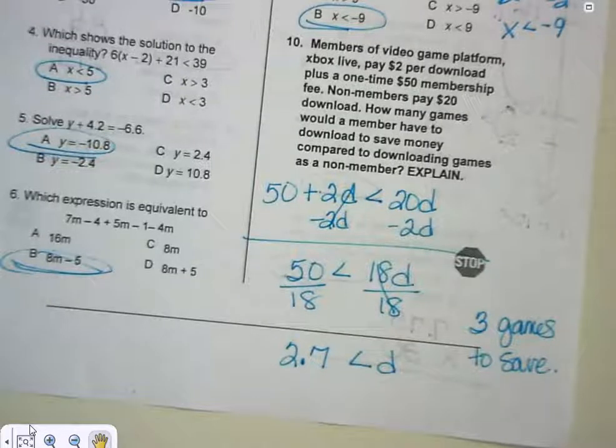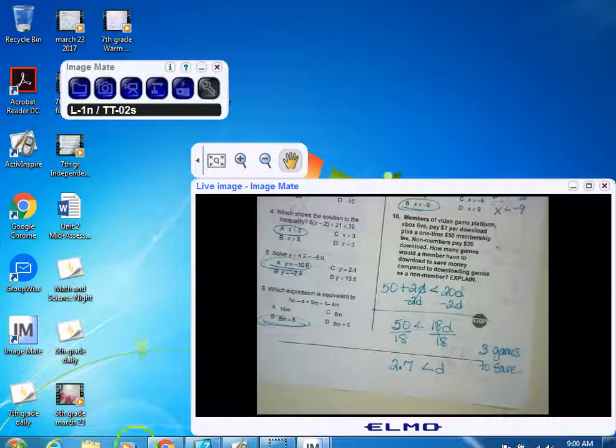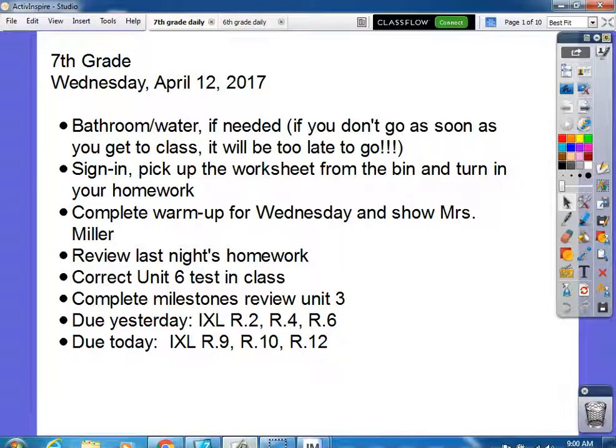I don't think I gave you any new IXL assignments. Let's take a look. So yesterday, IXL R2, R7, and R6 were due. Today, R9, R10, and R12. So that's 2 different grades. You need to make sure that you've got all that done by the end of the day.